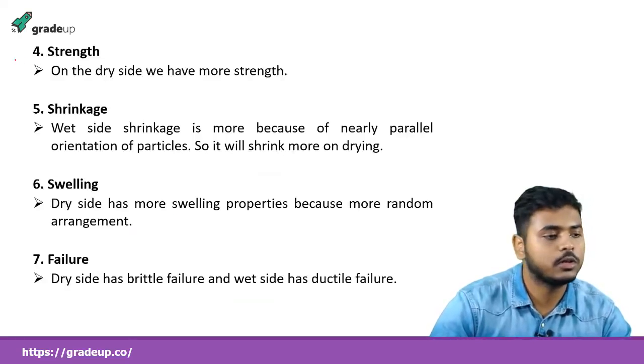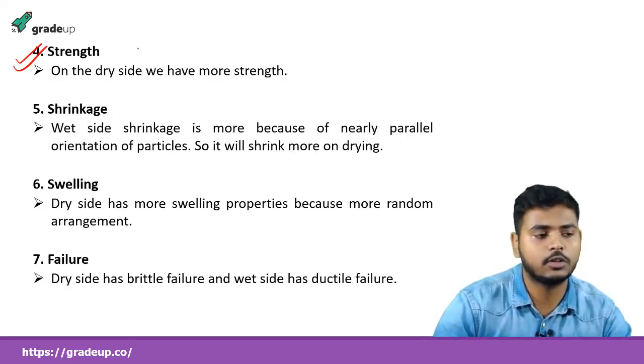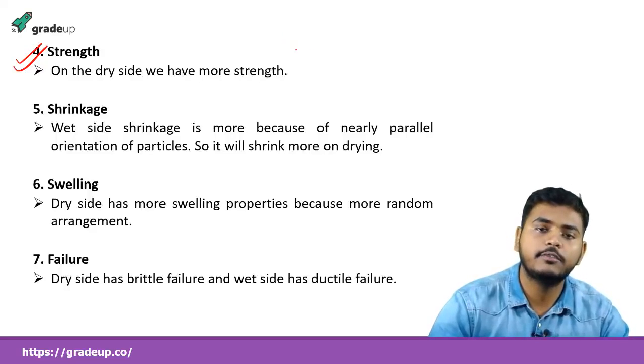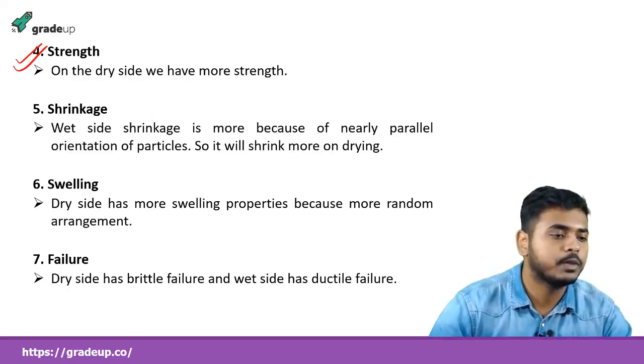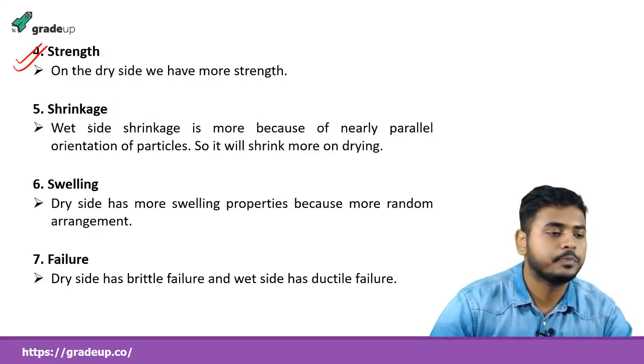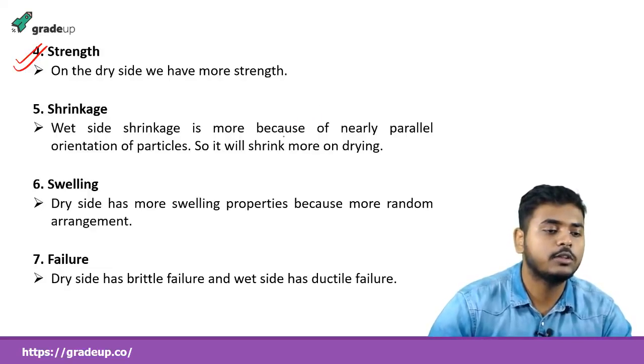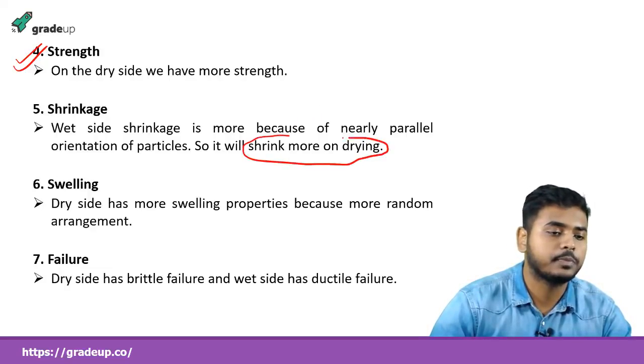Now coming to how compaction affects the strength of the soil. On the dry side, we have more strength compared to the wet side. Okay. The next is shrinkage. In wet side, shrinkage is more. Why? Because of nearly parallel orientation of particles. And unless the soil is wet, there can't be any shrinkage. So it will shrink more on drying. When moving on from the wet side to the line of optimum.